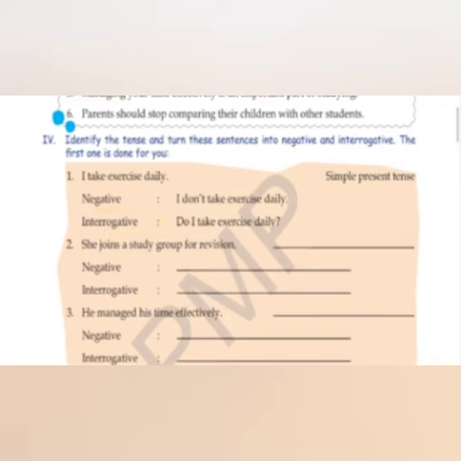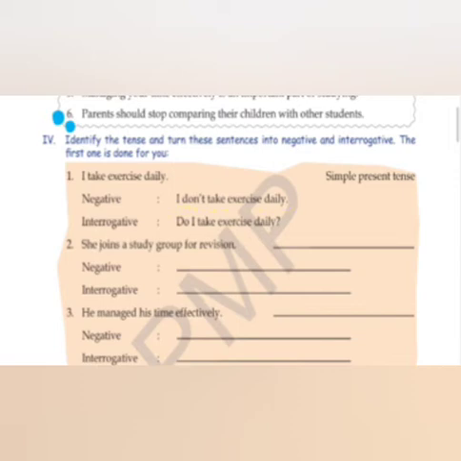As we know that in simple present tense, for converting it into negative, we need helping verb do or does. Now with I, do is used. So it's negative form. How to form negative? Subject plus helping verb do or does, then not, then first form of verb, and then rest of the part of sentence. So it is done for you. I don't take exercise daily.